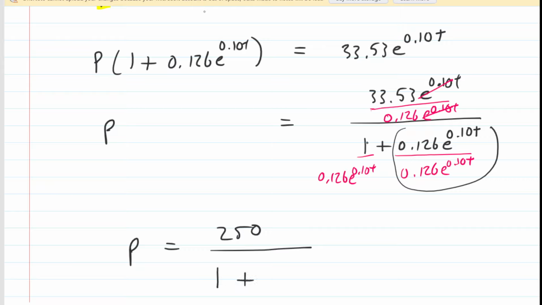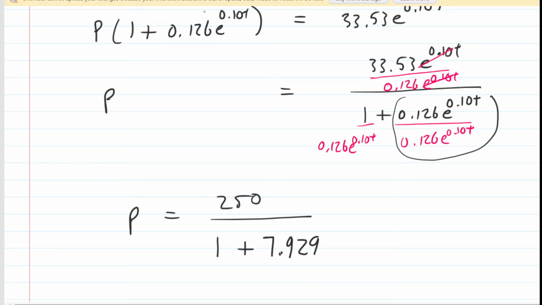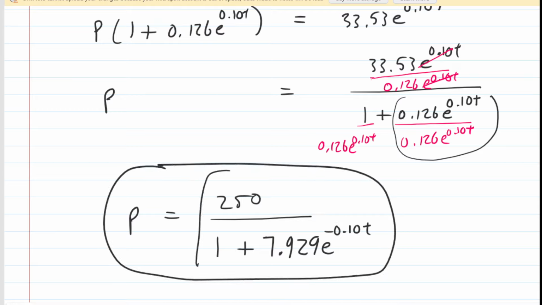And then over here, when you do 1 divided by that decimal, you get 7.929. That is over e to the 0.10t. That's fine, but if you bring that up to the numerator, you can write that as e to the negative 0.10t. And this is the final form that would match the one given by the textbook. So this is the correct solution to the differential equation. That is the answer to part A of the problem.